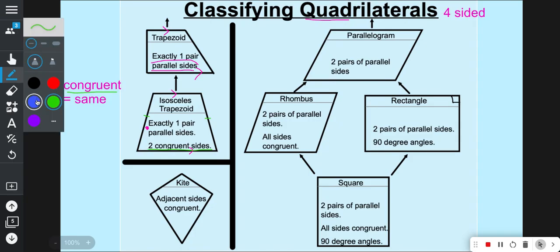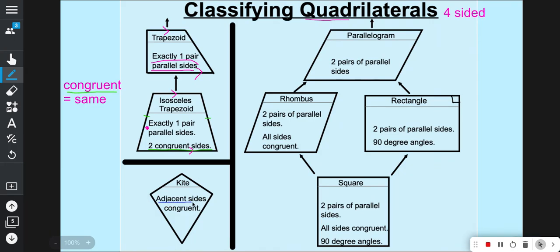Let's move on to our next one. This one is a kite. A kite says adjacent sides are congruent. Adjacent means that they're touching by a point. So this side right here is congruent to this side over here. So we're going to use 1 dash. This side right here is congruent to this side right here. So we're going to use the 2 dashes to show what matches up with which part. A kite can only be a kite and a quadrilateral. A kite does not fit the definition of a trapezoid.